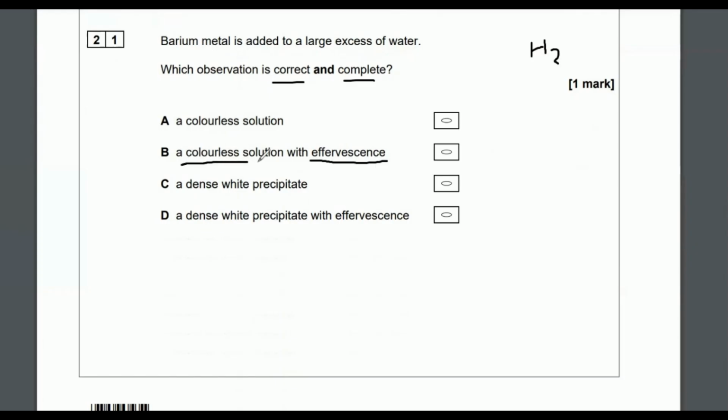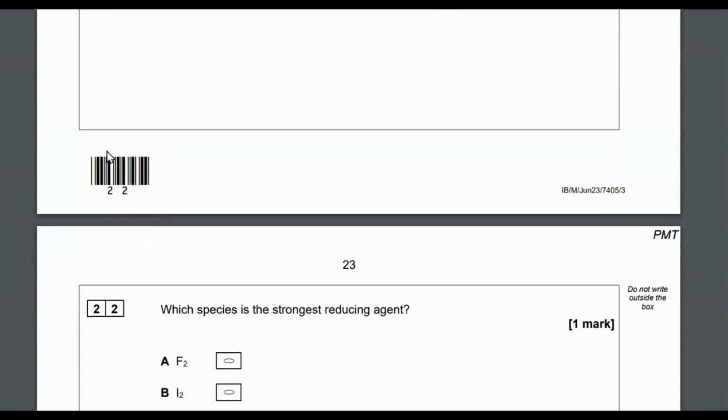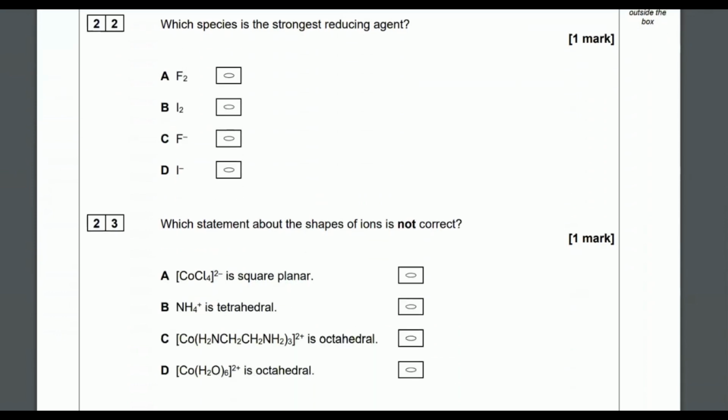So the colorless solution: group 1 and 2 metals always form a colorless compound when dissolved in aqueous solutions. So barium hydroxide is going to be colorless, and you're going to get hydrogen gas produced. So B is the correct answer. Group 1, 2, and 3 metals form white solids or colorless solutions. It's only your transition metals that give us those colored compounds and colored solutions.